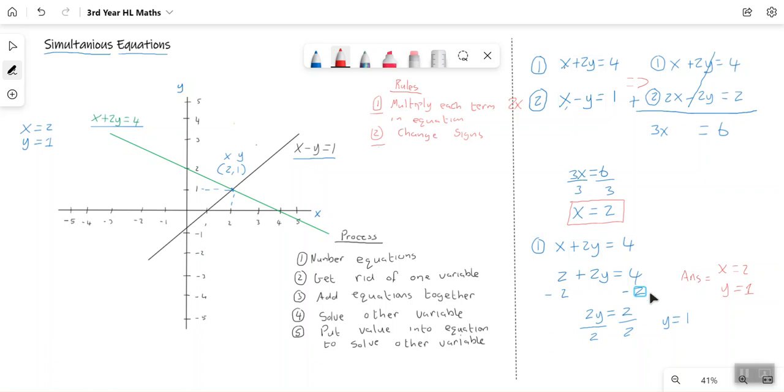So we got rid of the 2 on both sides. Then we divided both sides by 2, and that tells us that y is equal to 1. So this is a way that we can solve these simultaneous equations.